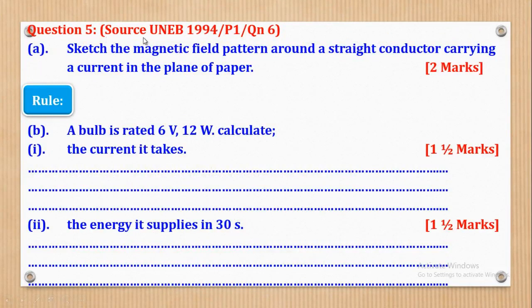Now we shall go to question 5. Question 5 came from 1994 of UNEB, paper 1, question 6, and part A says sketch the magnetic field pattern around a straight conductor carrying a current in the plane of the paper. Know that word, in the plane of the paper.